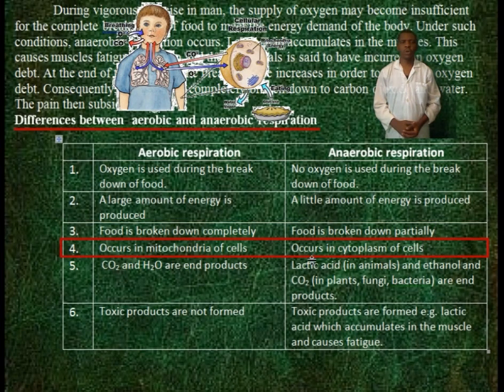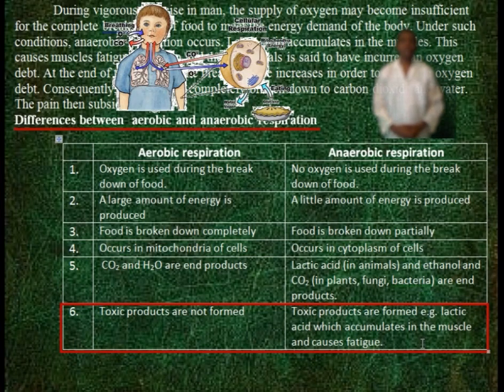Aerobic respiration occurs in the mitochondria of cells. Anaerobic respiration occurs in the cytoplasm of cells. Carbon dioxide and water are the end products during aerobic respiration. Lactic acid in animals, and ethanol and carbon dioxide in plants, fungi, and bacteria are the end products.